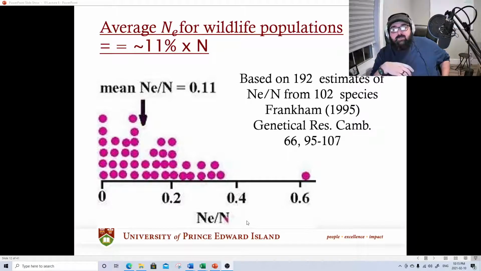Because this effective size tells us how a population is doing in terms of their evolutionary potential, in terms of their ability to avoid inbreeding depression. And they're a lot smaller than census size. And remember that the IUCN looks at census size, not effective size.